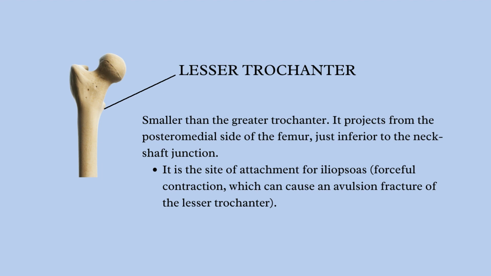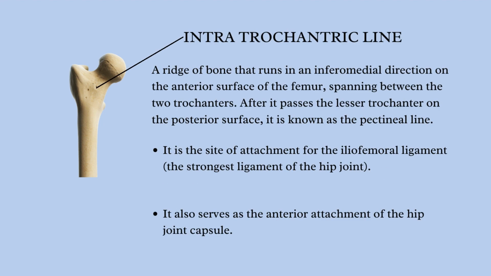The lesser trochanter is smaller than the greater trochanter. It projects from the posterior medial side of the femur, just inferior to the neck of the shaft. It is the site of attachment of the iliopsoas. Forceful contraction of this can result in a fracture of the lesser trochanter.